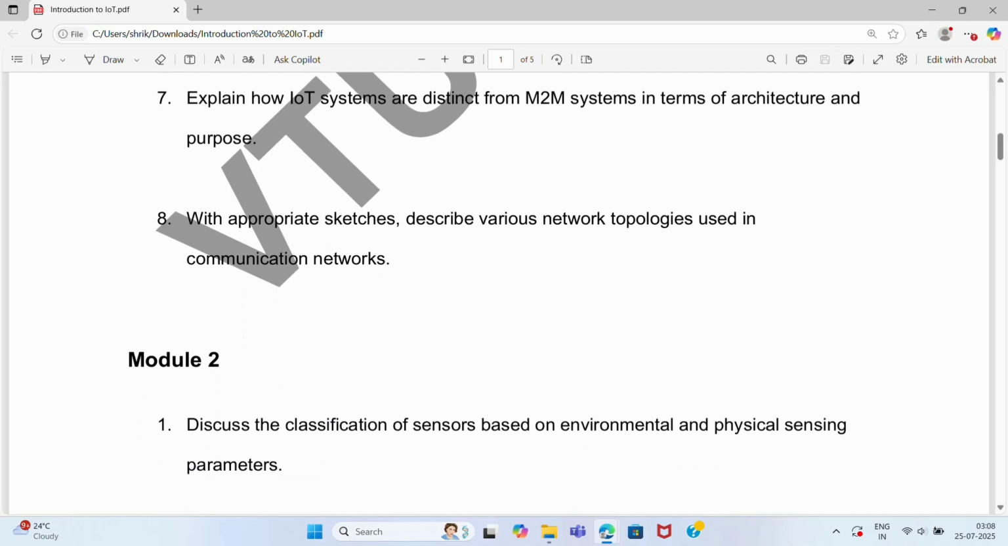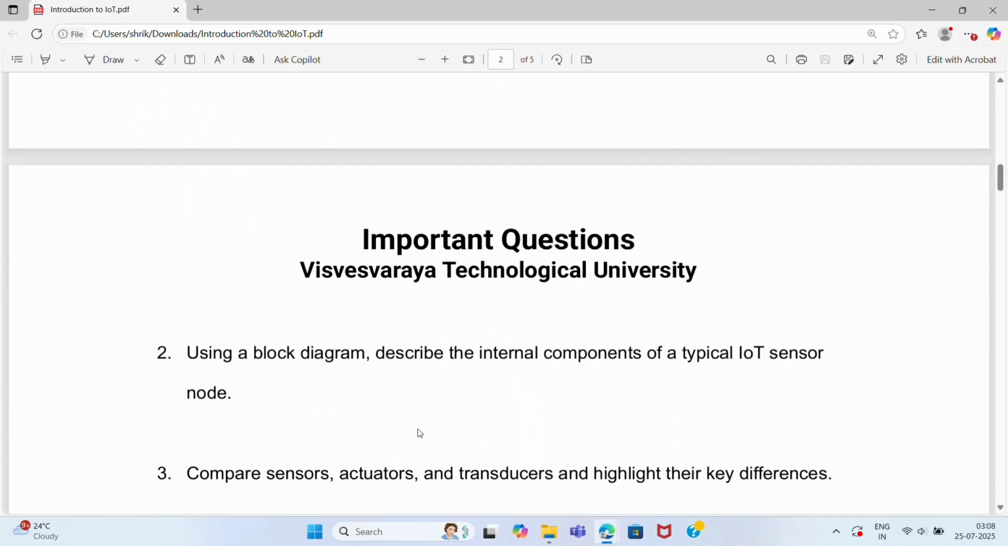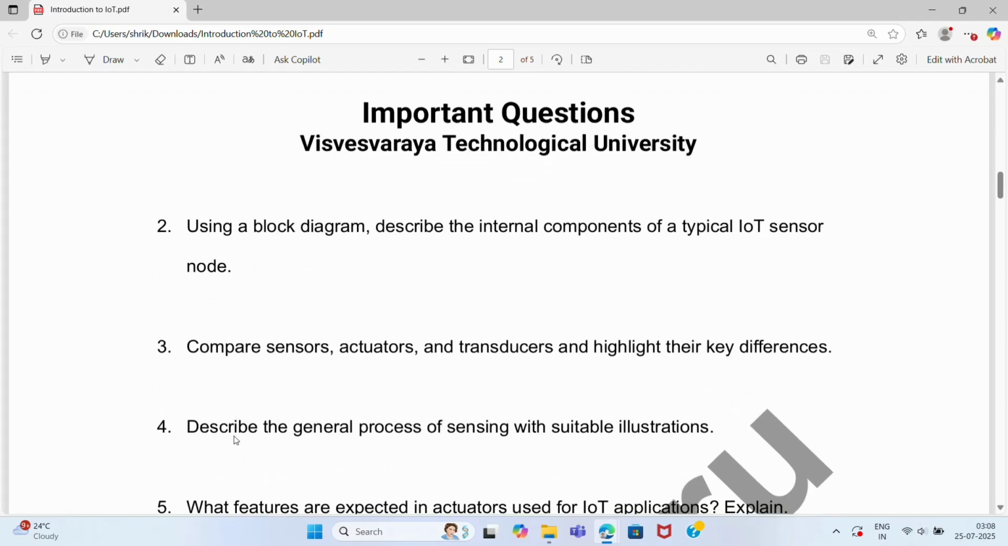Next, module 2. Discuss the classification of sensors based on environmental and physical sensing parameters. Next question. Using a block diagram, describe the internal components of a typical IoT sensor node. Compare sensors, actuators and transducers and highlight their key differences.